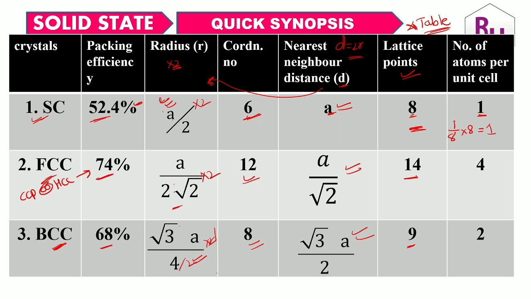In this case, what happens is, this remains the same, that is 1 by 8 into 8, plus there are 6 faces, each face shared by 2. Hence, it is 3. 3 plus 1 is equal to 4 you got. Right? In this case, once again, 1 by 8 into 8 is correct, but the 1 at the body center is not shared by anything. So hence it is equal to 1. So total is equal to 2. Like this, you are going to get.